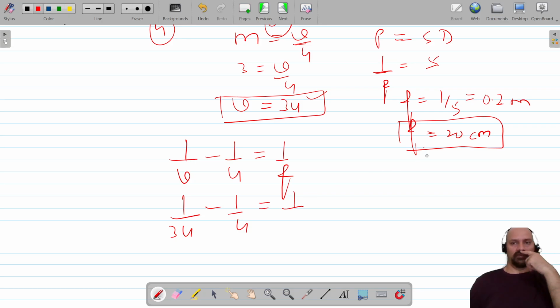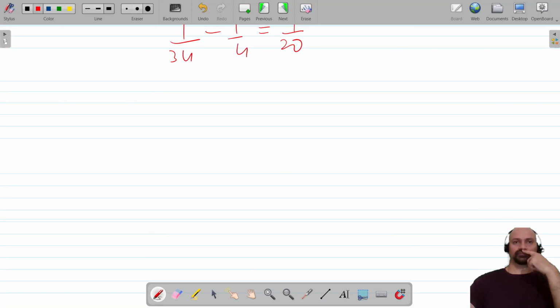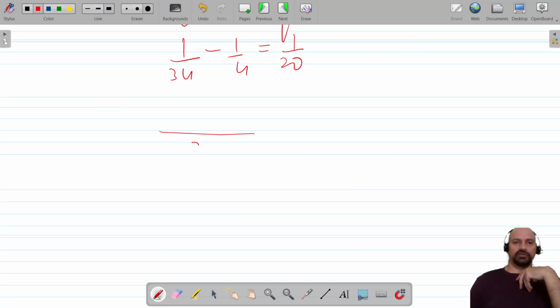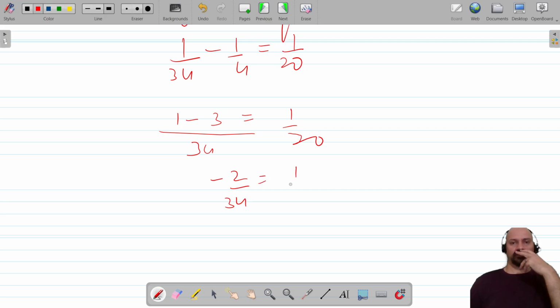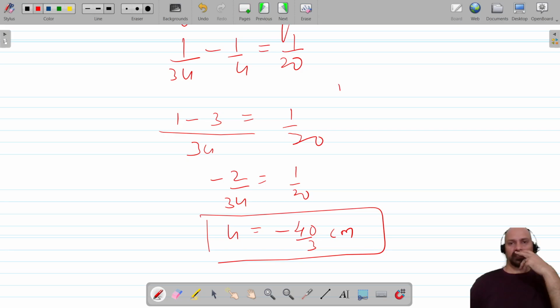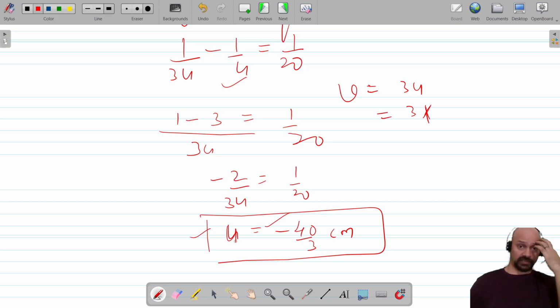V is 3 times U, so 1 upon 3U minus 1 upon U is equal to 1 by F. This is a convex lens, so the focal length is positive. So it's 1 by 3U minus 1 by U, which gives negative 2 by 3U, equal to 1 by 20. U is equal to negative 40 by 3 centimeter. So this is U, and V was 3 times U. U should always be negative here. Don't use the sign here; the sign will come automatically in the answer.